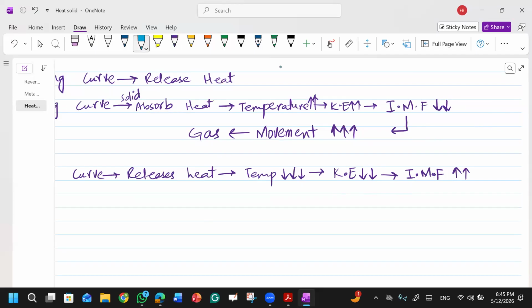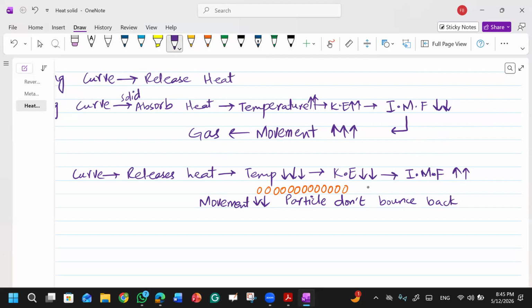The particles come closer to each other, and when they come closer to each other, they don't bounce back. So this is the reason over here: when you decrease the kinetic energy, the movement decreases, the particles don't bounce back. Okay, they remain closer to each other.